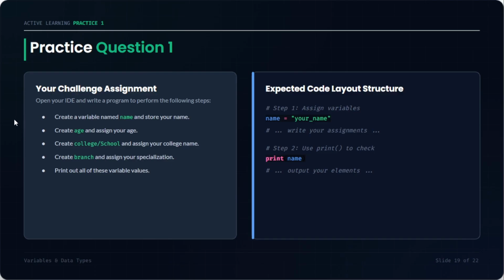For here, we have one practice question where we need to create a variable named name, then store their name, then age, school, branch, or we can say school, section, and print all of that. It is very easy for you all. If you want, I can give the code for you. Let me write the code for you all. So for the code, let's open an online compiler.